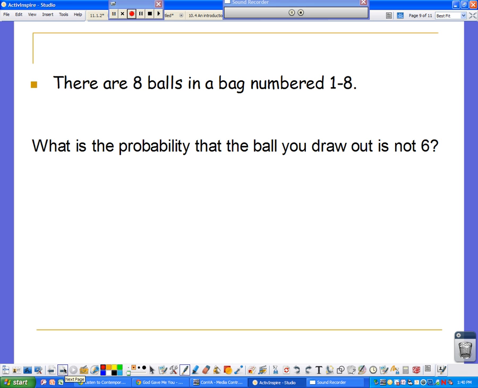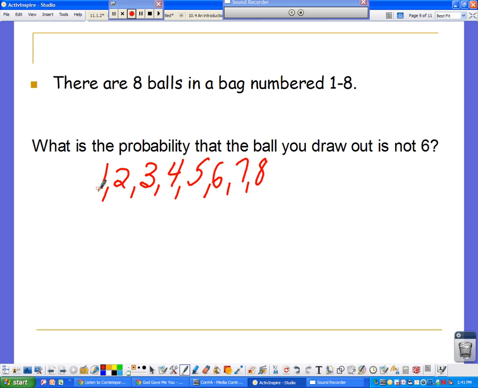So if we've got 8 balls in a bag, they each are numbered 1, 2, 3, 4, 5, 6, 7, and 8. Okay? So I want to know, what is the probability that I'm going to get something that's not a 6? So 6 is the only one. So you have to basically remember the probability is the possible events over the total events. So we just count them up.